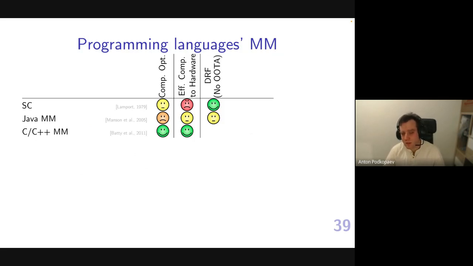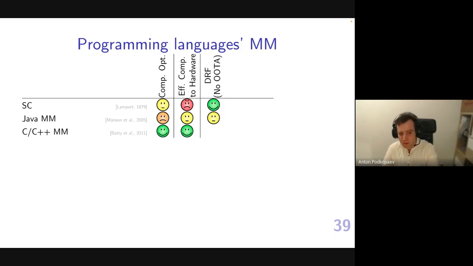So there are some problems regarding out of thin air. However, it's not as obvious as it is in C++. Yeah, there is a comment in the chat that Java forbids out of thin air. Actually, it's not true. I can show you some examples, but let's skip it to the end of the talk.